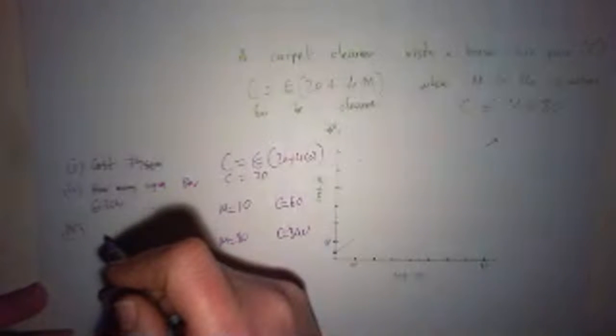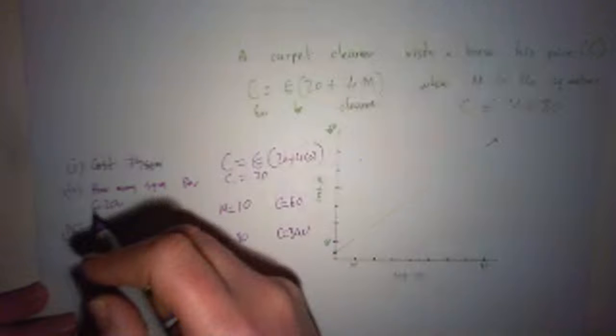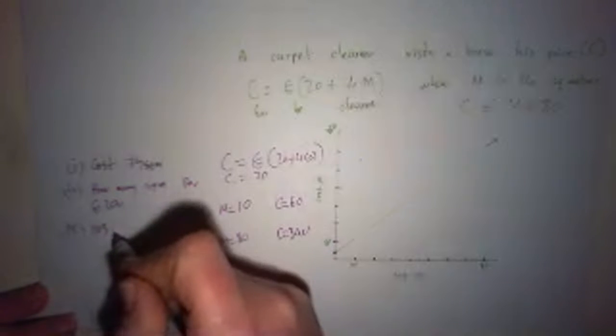So let's answer some questions. I suppose that's the best thing to do now. So let us see. Number 1, what's the cost of 75 square meters? Number 2, how many square meters for €200? Number 3, let's see, find another one. Let's figure out 105 square meters.